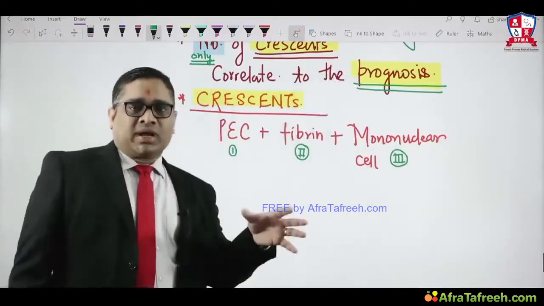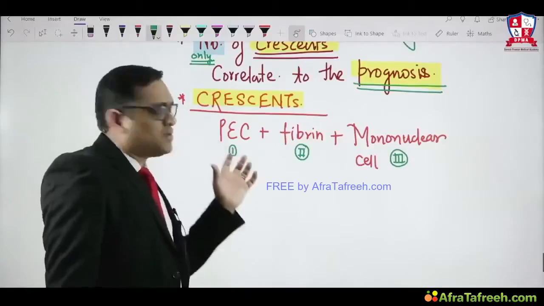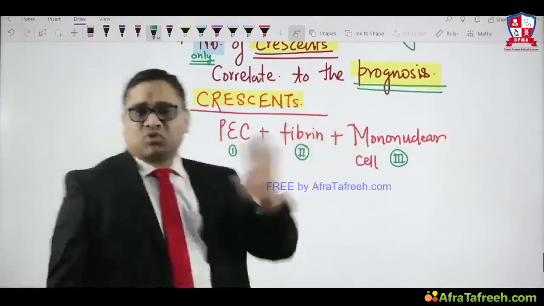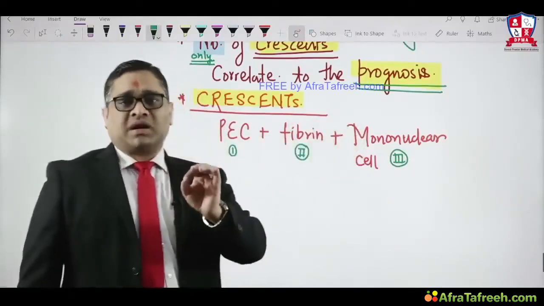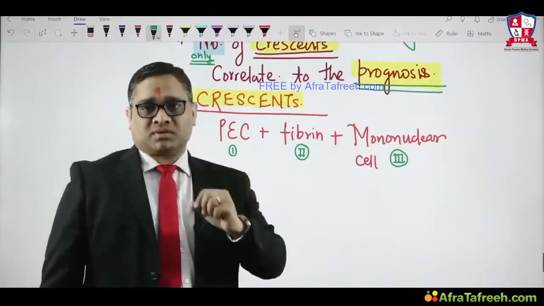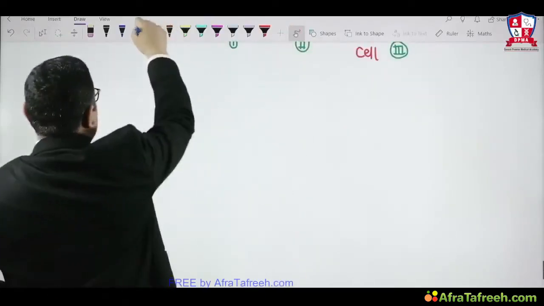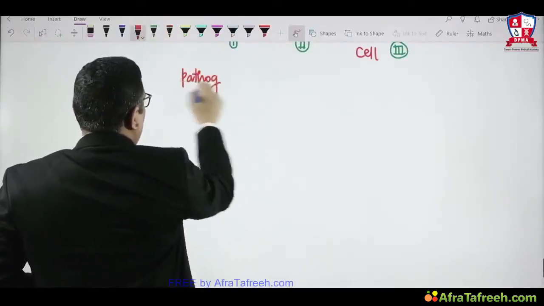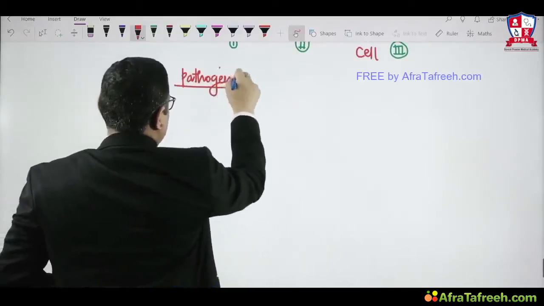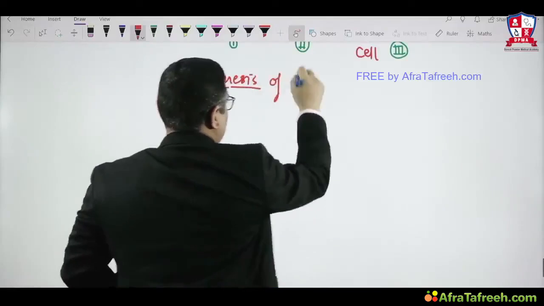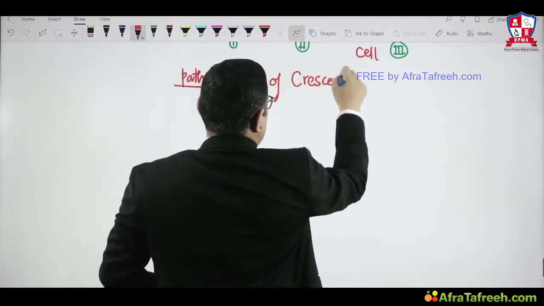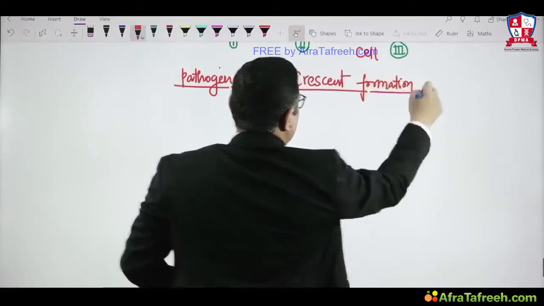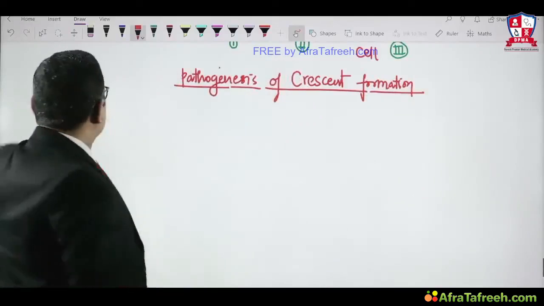There was another question in an older AIIMS All India exam: in crescent formation, which of the following is the most important? To understand which of these three is most important in crescent formation, we must understand the pathogenesis of crescent formation. So we will see what the pathogenesis of crescent formation is. That will be the important thing to understand, right?